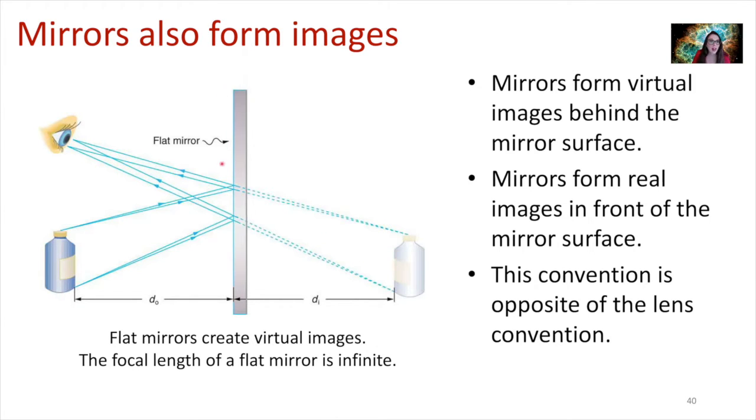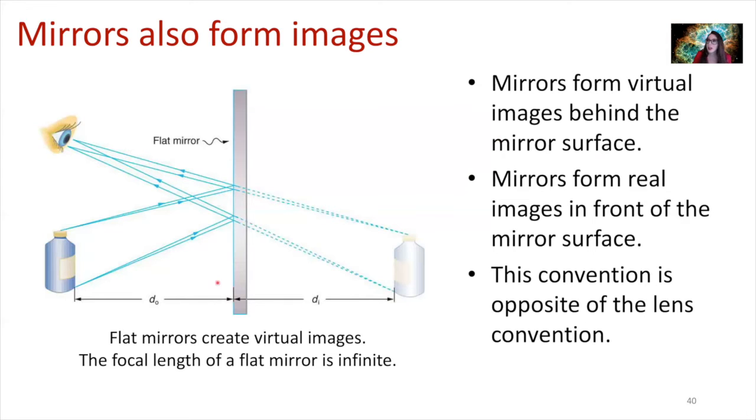So here we have a flat mirror. This is the distance to our object on the left, and on the right, our image appears at the same distance away from the surface of the mirror on the other side. The focal length of a flat mirror is infinite. We can also talk about the focal length of mirrors, just like we have the focal length of lenses. Infinite focal length for a flat mirror. So again, mirrors form virtual images behind the mirror surface.